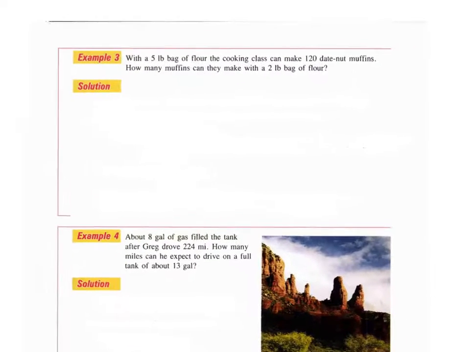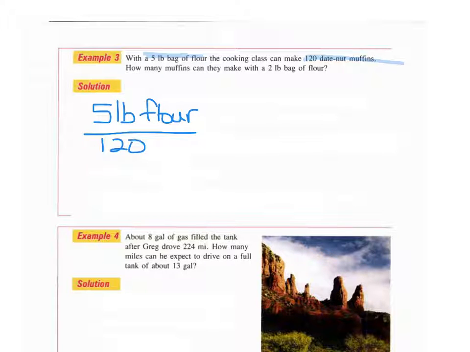Here, it says with a 5-pound bag of flour, the cooking class can make 120 date nut muffins. How many muffins can they make with a 2-pound bag of flour? Now, when I go to set up my proportion, I like to label things so I know where to put my information. So I'm going to take the information from the first sentence, 5 pounds of flour will make 120 muffins. So 5 pounds of flour make 120 muffins.